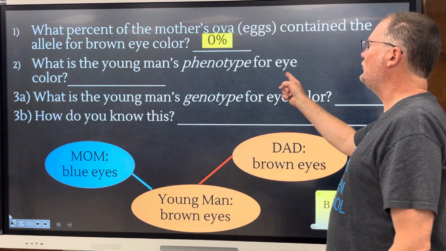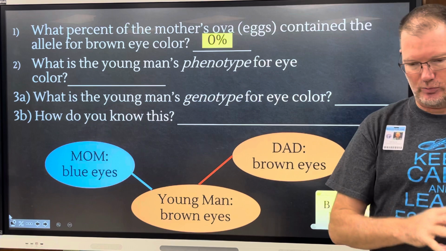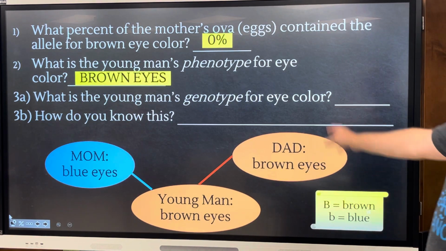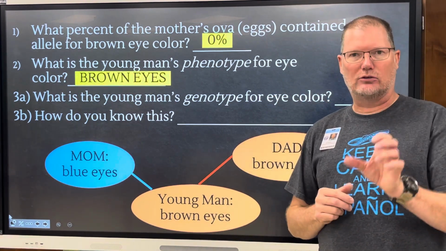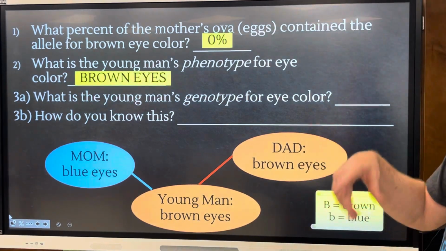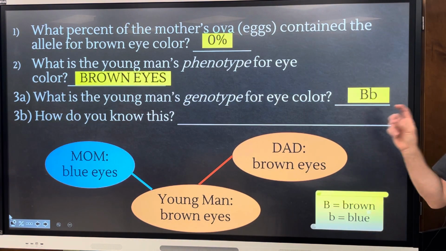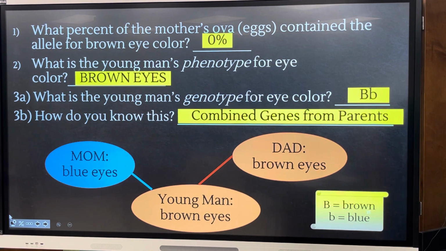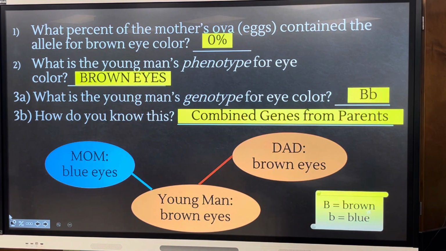What is the young man's phenotype for eye color, therefore? Well, not therefore, it was given to you. It's right there on your page. It's brown, right? What is the young man's genotype? Look at dad, look at mom, homozygous dominant, homozygous recessive. He's going to be a mix of mom and dad. Big B, little b. And how do you know this? Because a mix of mom and dad, okay? Combined genes from both parents.